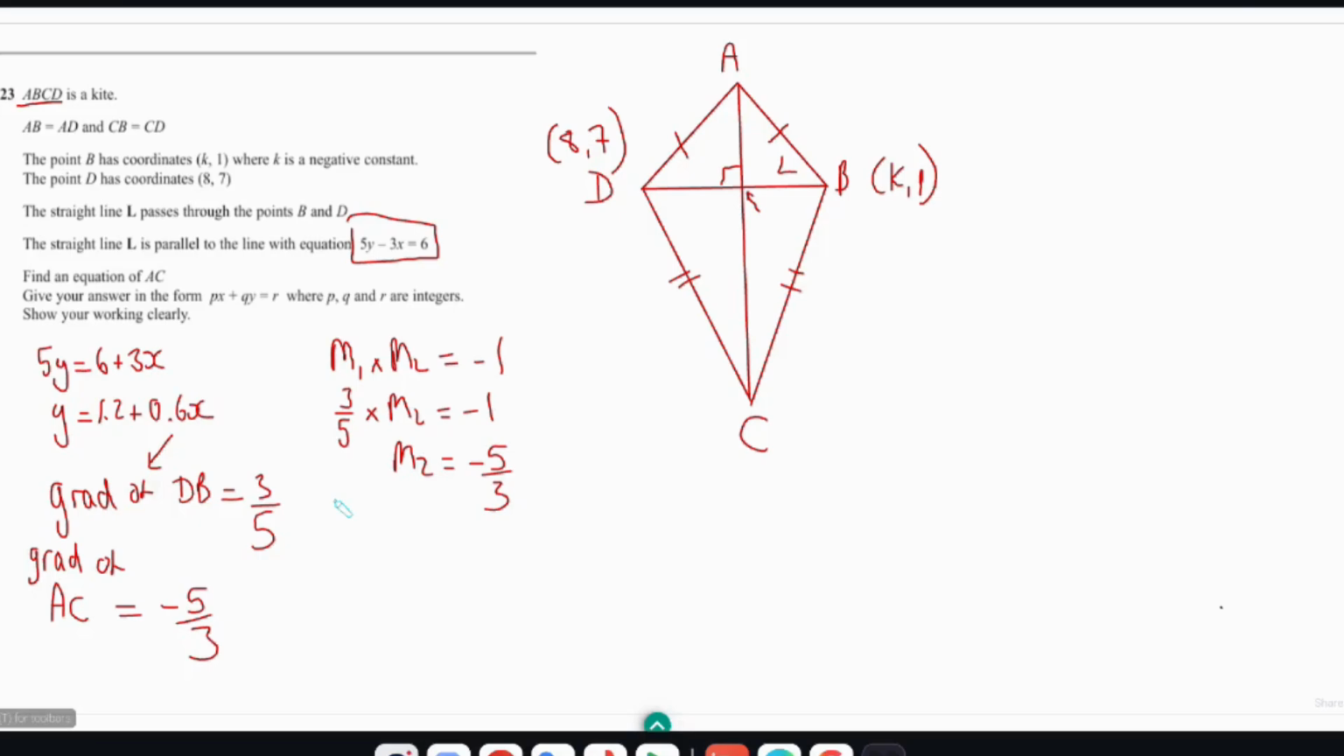Okay, so let's go back to the fact that we know the gradient of DB equals 3/5. Let's see if we can use that to find the value for k. So the gradient is y2 minus y1 over the difference in x. We know the gradient for BD is 3/5. So let's do x1, y1 here.